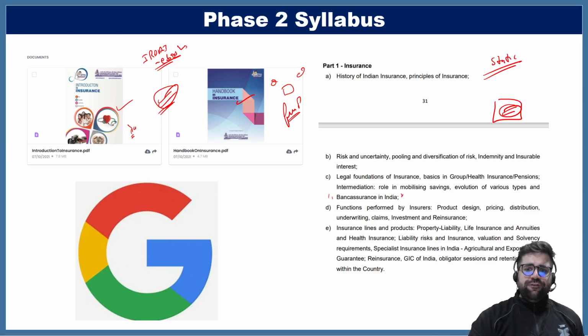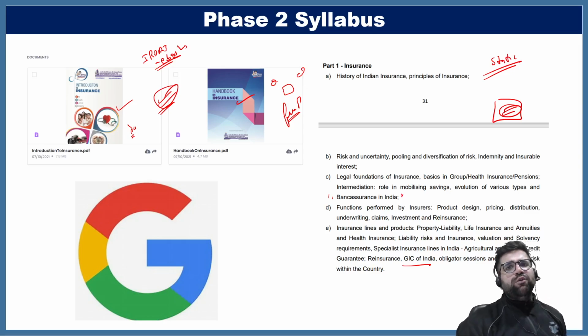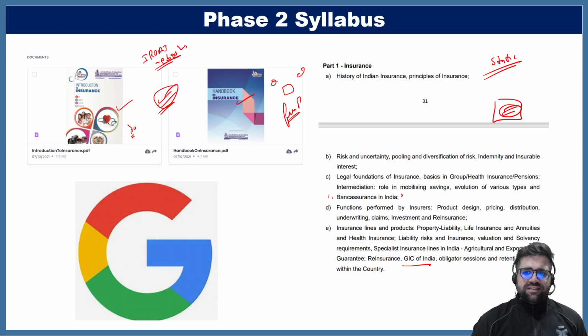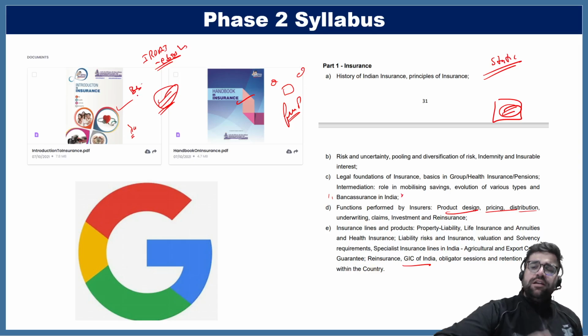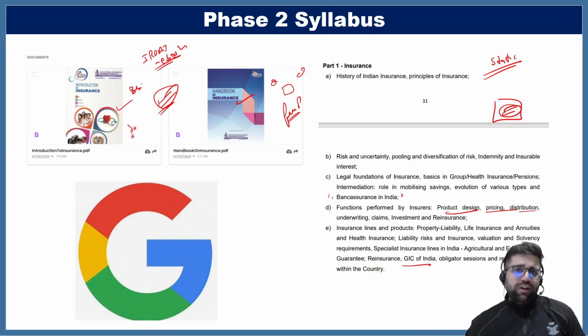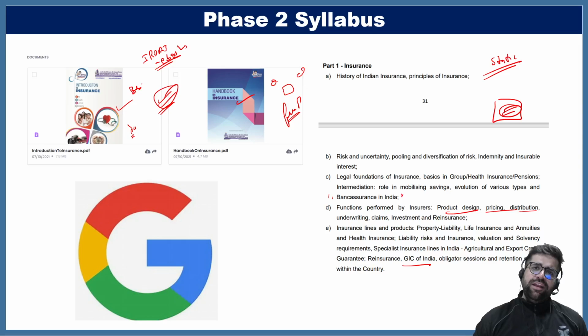For example, if you want to read about GIC, you will find a basic introduction, but you will also have to understand certain more terms related to GIC. In the same manner, for product design, pricing, distribution, underwriting and claims, basics will be available, but to make your coverage holistic, you will have to do Google research. Google will definitely be helpful in your ESI paper, ESI impacting insurance, and also for your insurance component.